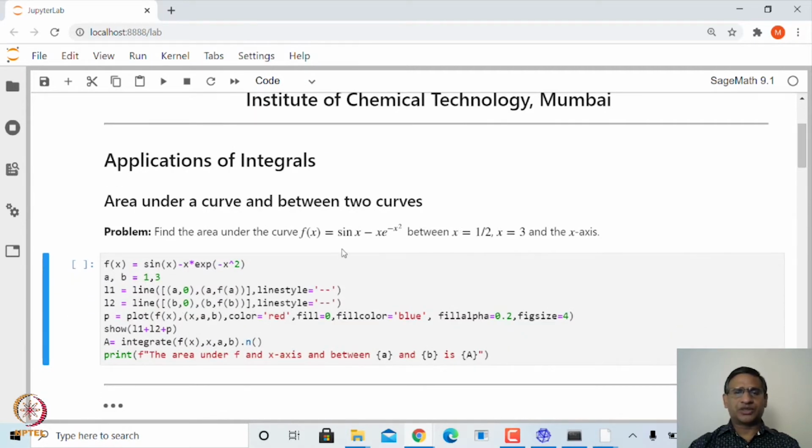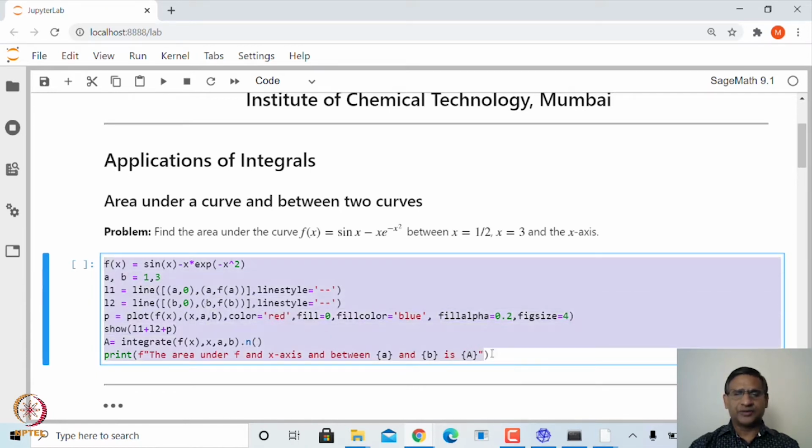And you can plot this shaded area using the plot function. Inside this plot function itself there is something called fill. Fill 0 will give you filling between the graph of the function and the x axis, and you can define what is the color of that fill, and you can also define the opacity of that fill. So, that is what is demonstrated in this Sage code.